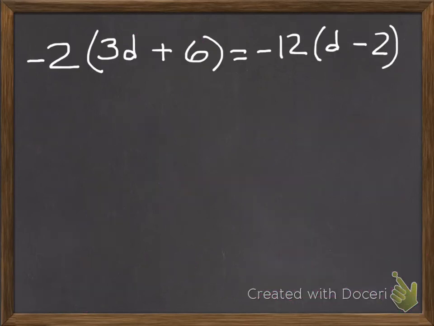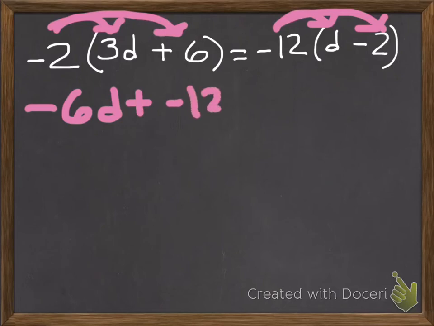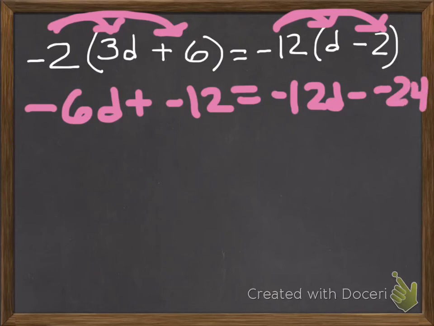And one more solving here. We have both sides again have distributive involved, so I'm going to do that first. Negative 2 times 3d is negative 6d. The plus comes from the parentheses. Negative 2 times 6 gives me negative 12. Then I have negative 12 times d is negative 12d. The minus comes from the parentheses, and I have negative 12 times 2, which is negative 24. That ends up being plus because we have minus a negative.